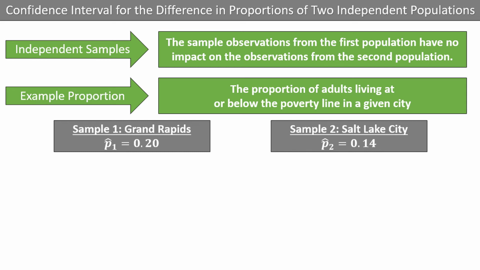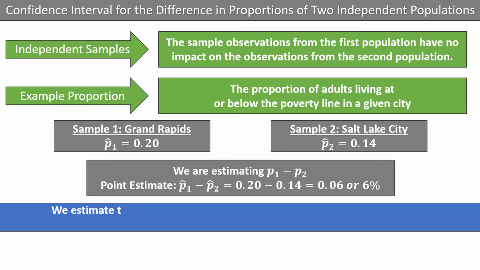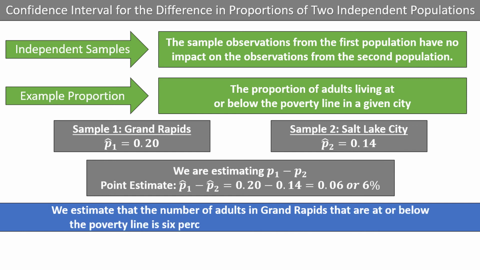We assume these samples are independent, as they came from different cities, and should not affect each other in any way. The quantity we are trying to estimate is the difference of two population proportions, P1 minus P2, and the point estimate is the difference of the two sample proportions, p hat 1 minus p hat 2, which comes to 0.2 minus 0.14 and equals 0.06 or 6%. The interpretation of the point estimate is that we estimate that the number of adults in Grand Rapids that are below the poverty line is 6 percentage points higher than adults in Salt Lake City.